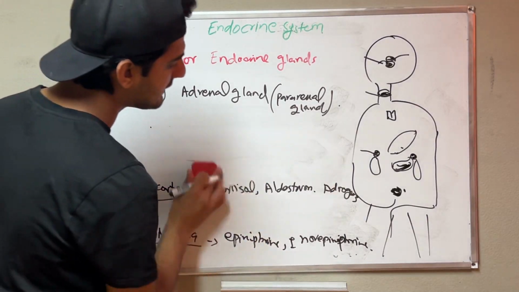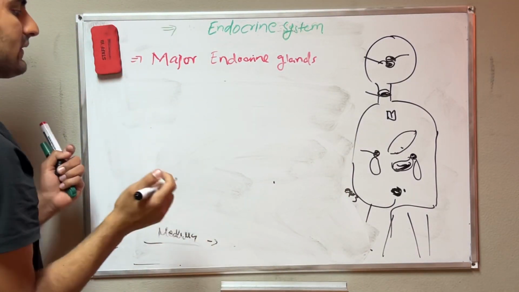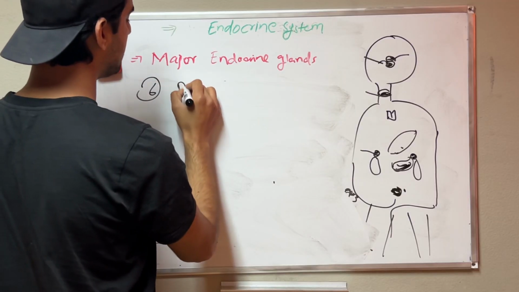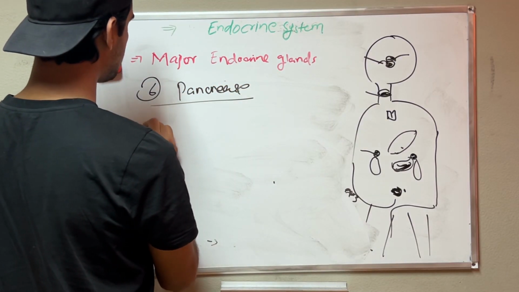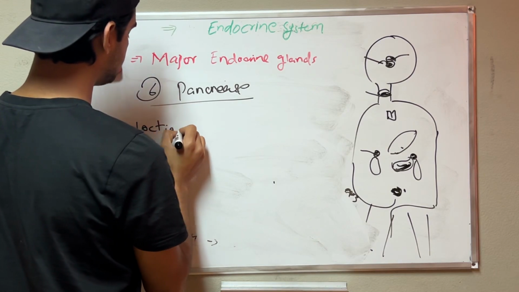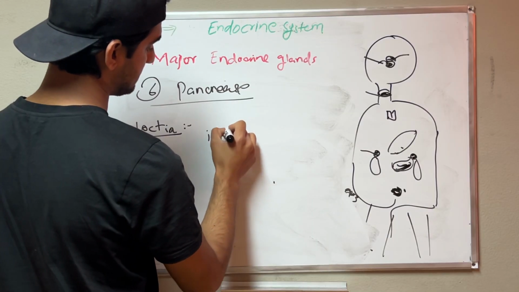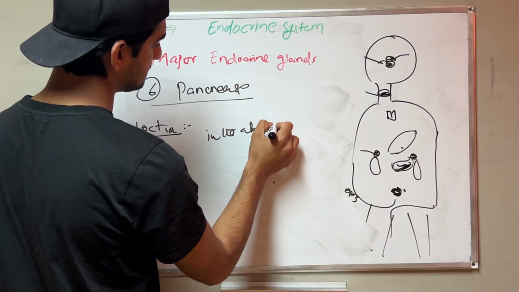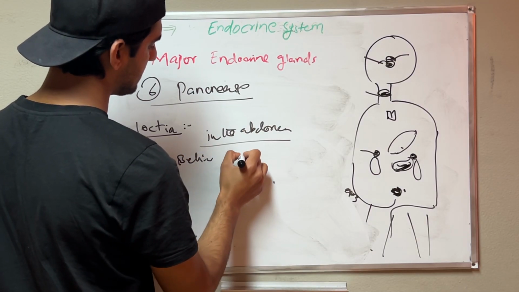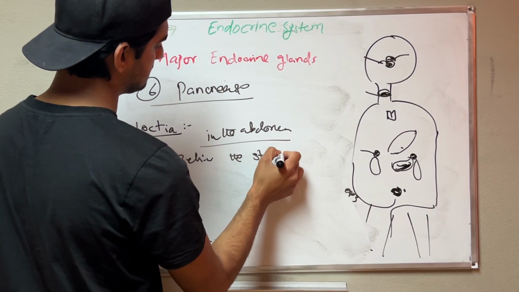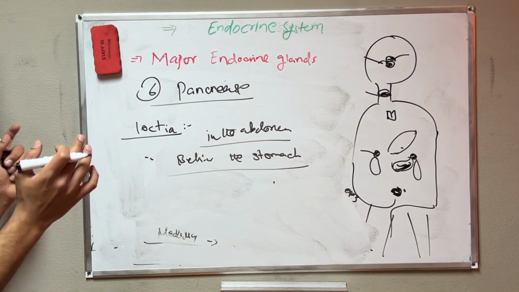Now we have the other major glands. We have the pancreas. Its location is very simple: in the abdomen region, behind the stomach. This is the location of the pancreas for simple understanding.